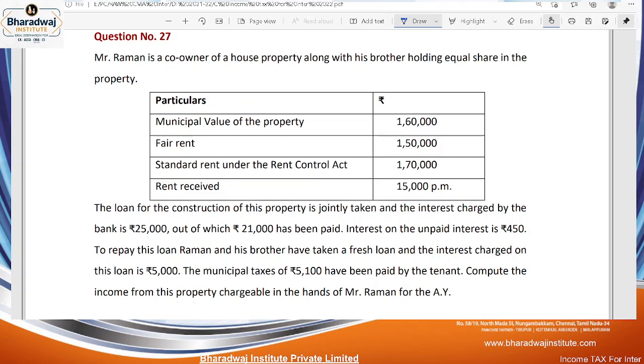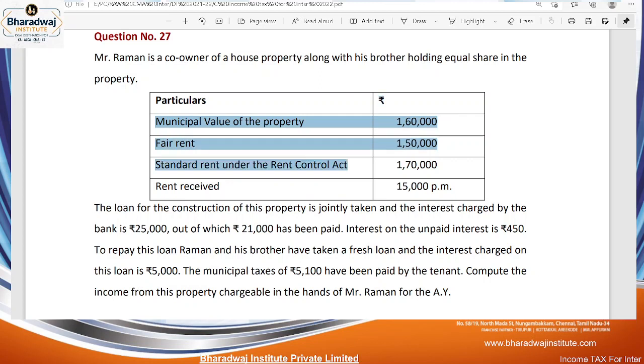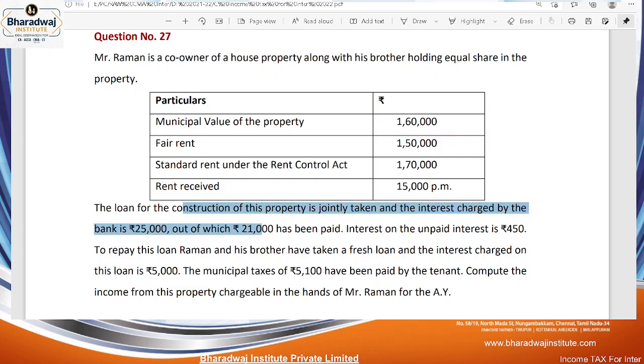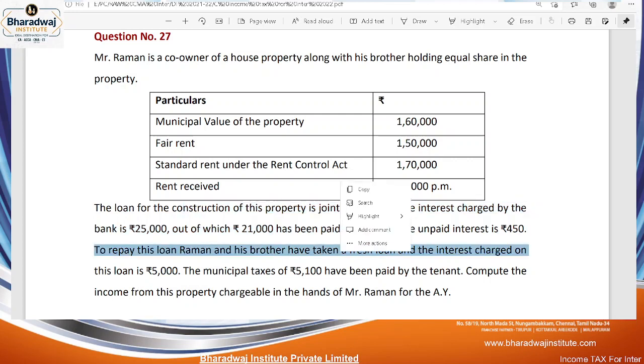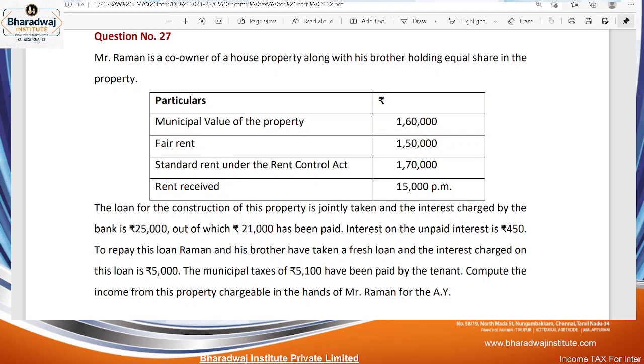Raman is a co-owner of the property along with his brother holding equal share. Municipal value, fair rental value, standard rent and rent received are given. The loan for construction was jointly taken. Interest charged by the bank is 25,000, of which 21,000 has been paid. Interest on unpaid interest is given; they have taken a fresh loan and were charged 5,000. Municipal tax paid by the tenant cannot be claimed. Compute the income chargeable to tax.